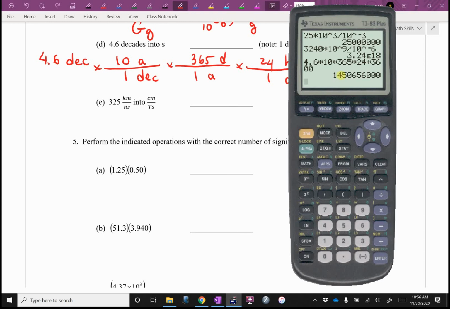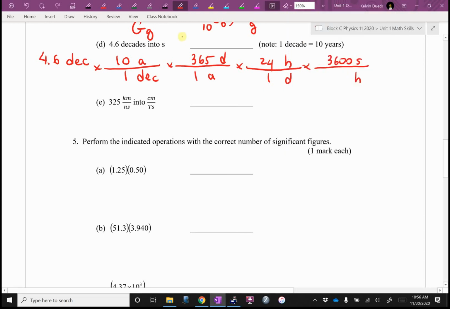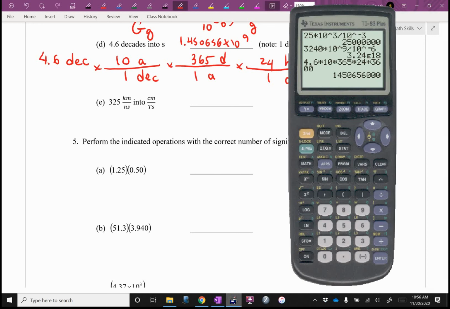I'll write 1.450656 times 10 to the 9th. Did anybody write anything else different or weird? Yeah. 1.5 times 10 to the 9th? I'll live with that. We've rounded off a little bit. The fact, Hannah, that there's a 0 right there, to me, makes that a good place to round off to. Whatever. Is that a stretch, Logan, or a... Okay.